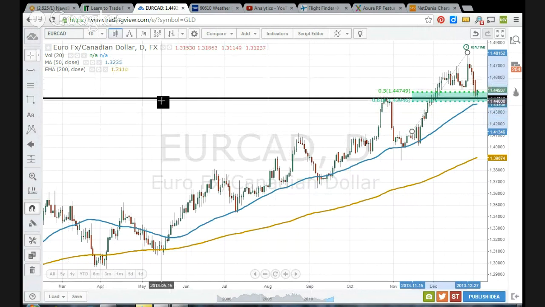Euro Canadian dollar. I missed this. I had an entry after this candle. I had an entry order right here, 39.49, which did not get filled, right? But then it did take off. But this time the opportunity has appeared again. We went all the way up. We had a pullback, and it looks like the market is finding some support.